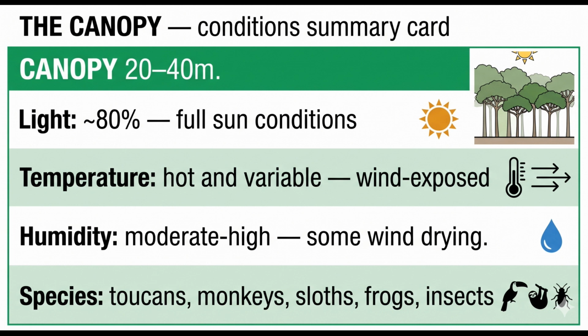Humidity, moderate to high. The canopy is exposed to wind, which dries leaves slightly. Vegetation, dense overlapping crowns, leaves are often small or waxy to reduce water loss in the intense sun. Species. This is the most biodiverse layer. Toucans, howler monkeys, sloths, tree frogs, and literally thousands of insect species. Epiphyte plants, orchids and bromeliads, grow on the branches without rooting in the soil. The canopy is also the most vulnerable layer to human impact. It is the structural foundation of everything below it.